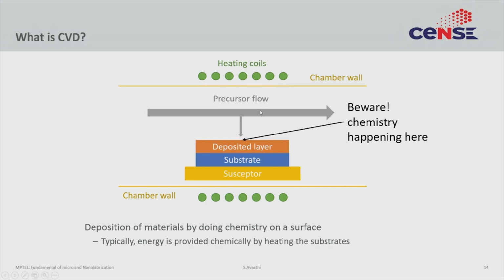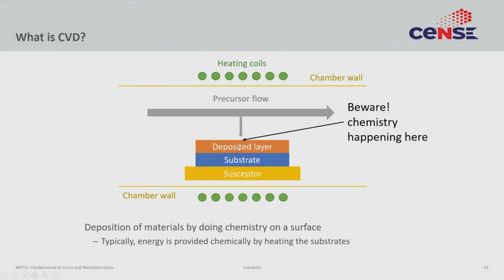The precursor is the chemical that is actually causing the reaction. I will talk more about it in a minute, but typically it is a one or two component chemical that reacts to form the material that you want to deposit. At any given moment in time, you have a certain amount of deposited thickness, and the chemical reaction is happening on top of this deposited layer.